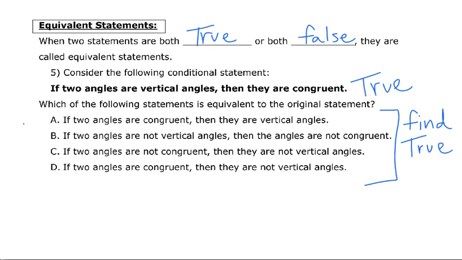So if two angles are congruent, then they are vertical angles. They're saying if you start with any two angles that are congruent, then they're always going to be vertical angles, and that's not always going to be the case. So that one is not true.